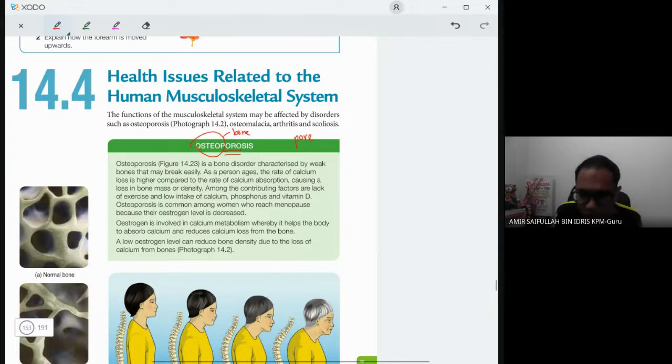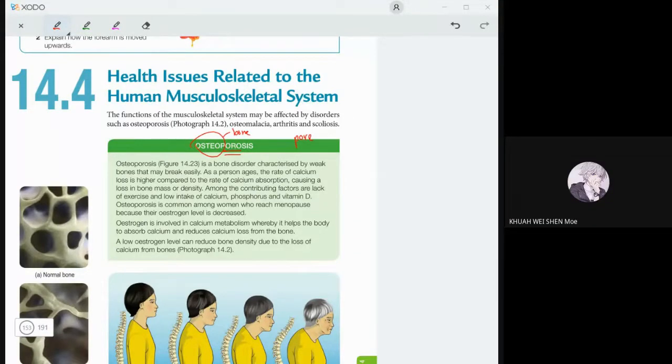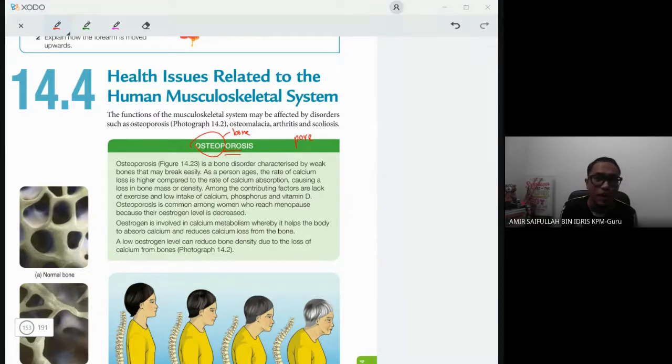Anyone? Can you guys comment what is the meaning of pore? Anybody? Meaning of pore? Chua Devina? What is the meaning of pore? Bend, teacher. Huh? Bend? No. Big holes. Holes. Very good. Holes.